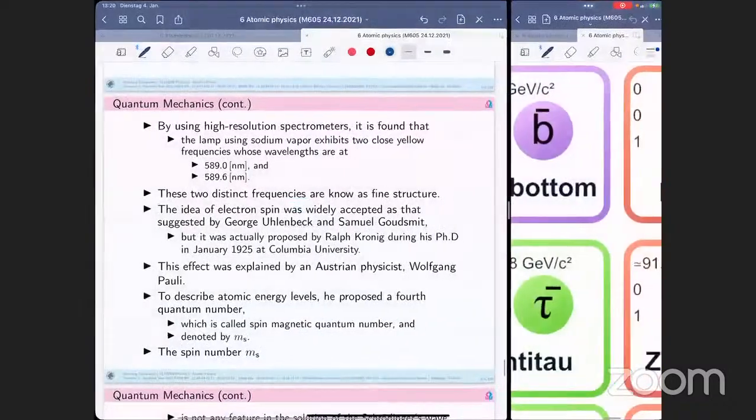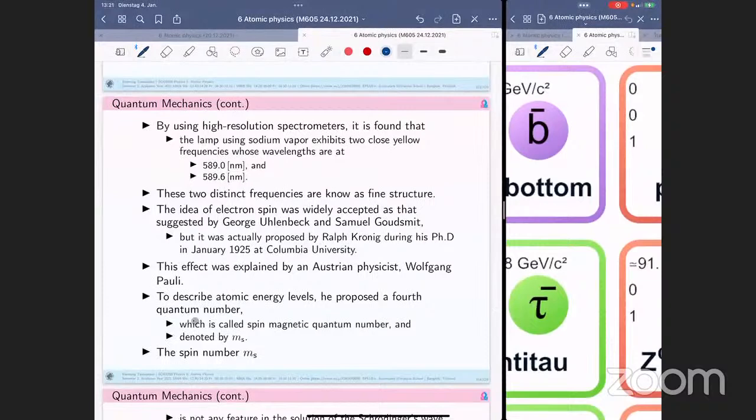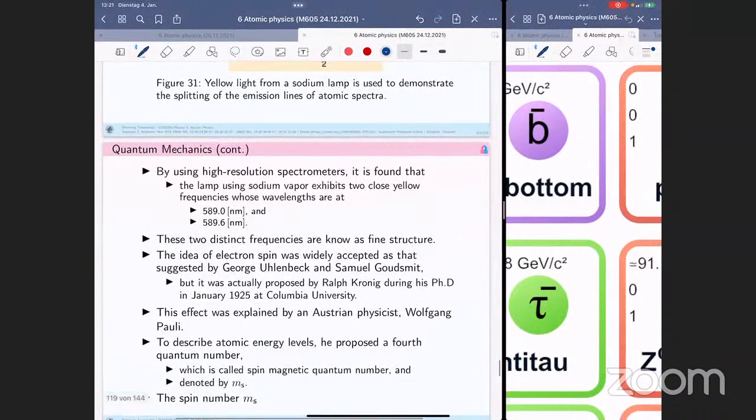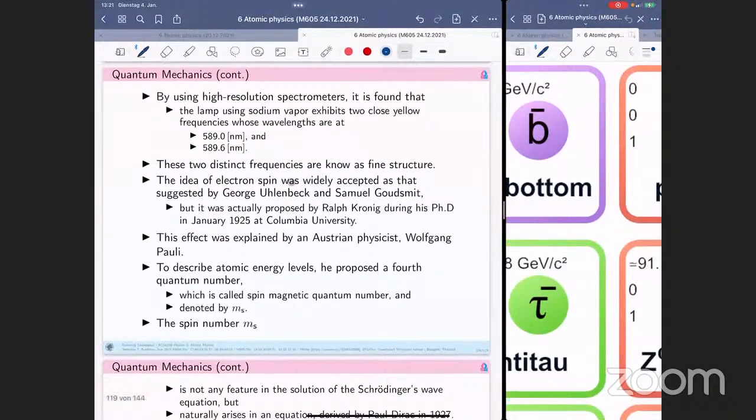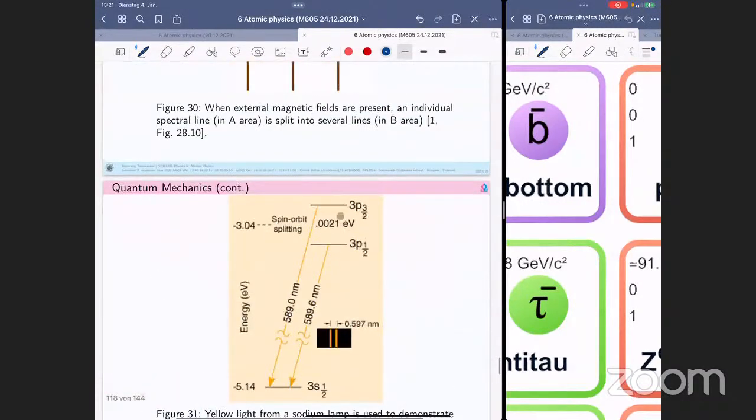Yeah, the spin number is the last quantum number that physicists have accepted. Okay, maybe in the future there might be another new quantum number, I don't know. But at the moment there are only 4 quantum numbers, and the last one, which was just discovered, is the spin number. Okay, this effect was explained by Wolfgang Pauli to describe the difference of the splitting of the energy levels here.